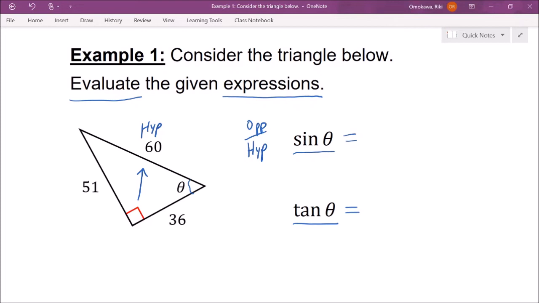And then across from the angle we're working with, theta, that's the opposite side, right? And then, of course, the remaining side is the adjacent side because it's touching the angle here. So now, sine theta, what does that evaluate to? Opposite over hypotenuse, so 51 over 60.